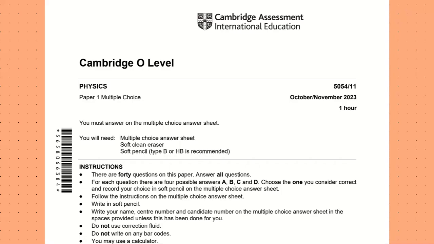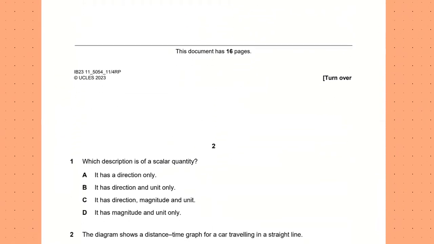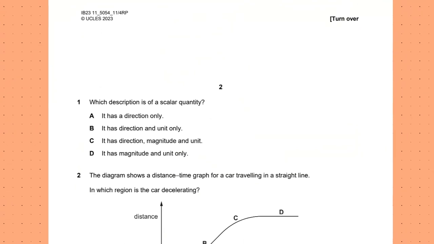Summer 23, paper 1-1. Let's look at question number 1. Which description is of a scalar quantity? Again, it's very basic. I don't even need to look at the options for this one. It has a magnitude and a unit, but no direction, right? Every quantity is going to have magnitude and unit, but only a vector is going to have direction, right? So it has magnitude and unit, so it's option D here.